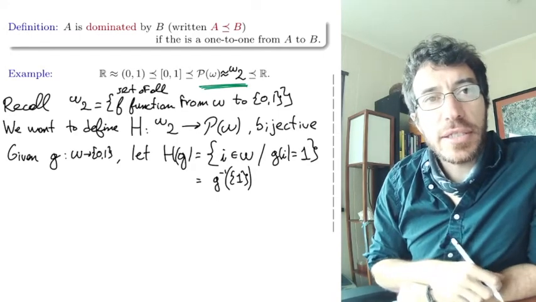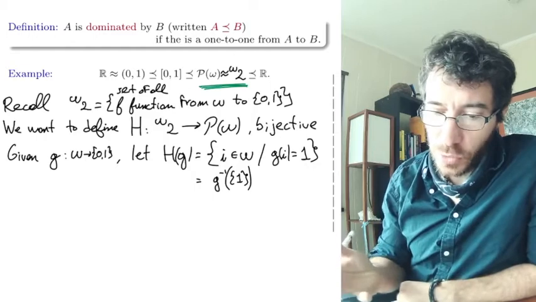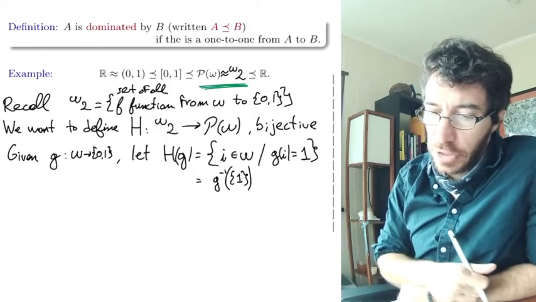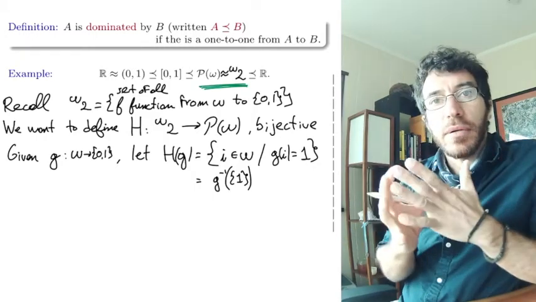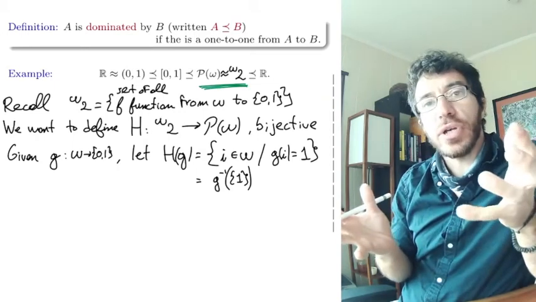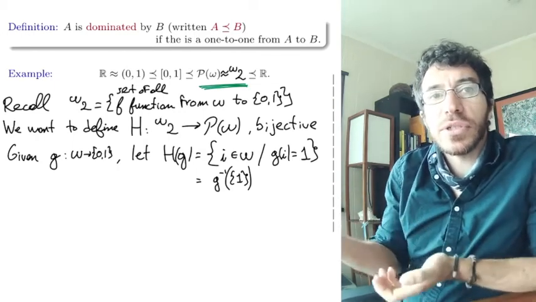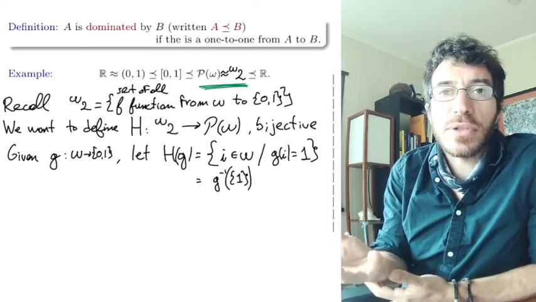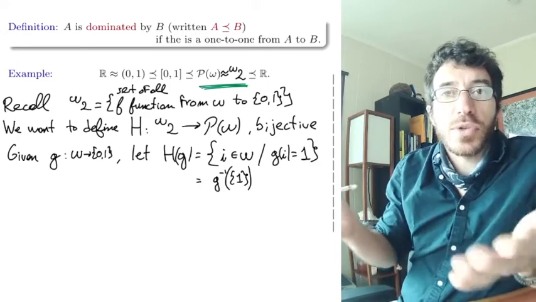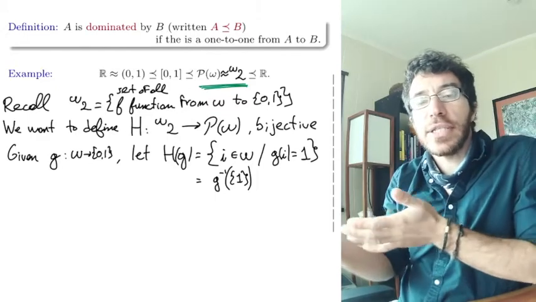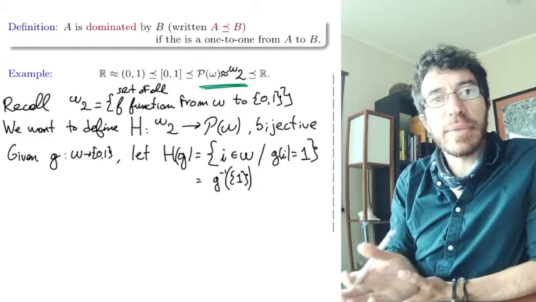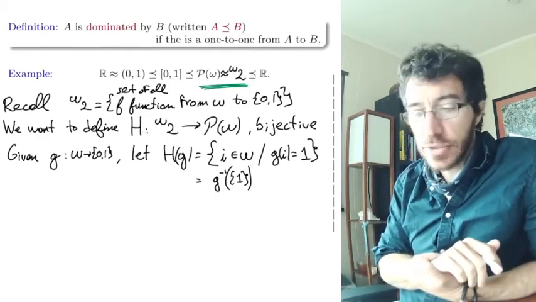So this is 1-to-1 because if you have two different functions, the functions are determined by which numbers go to 1 and which numbers go to 0. So having the set of all the things that go to 1, then we know which ones go to 1, those that go to 1, and then the ones that are not in the set go to 0. So the function is determined by this set, so it has to be 1-to-1.